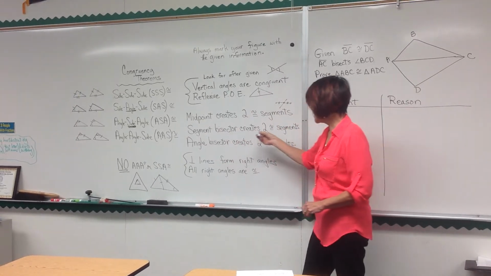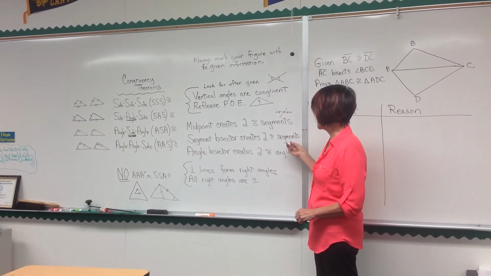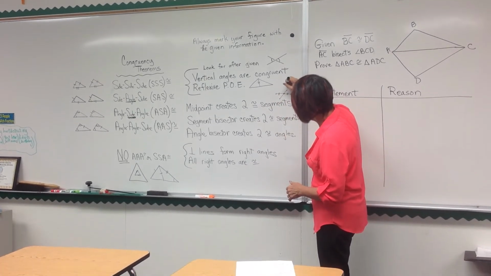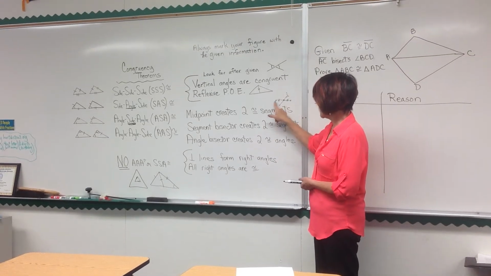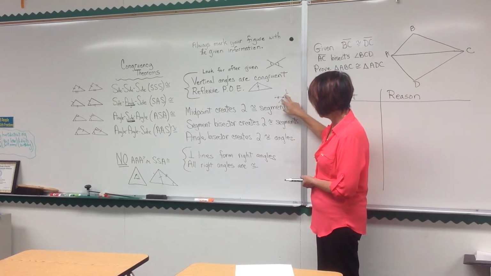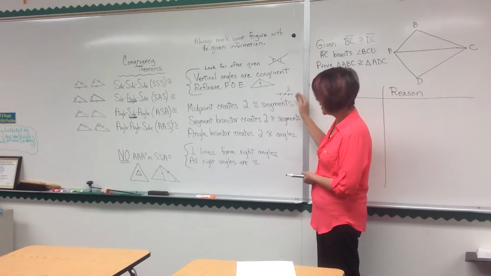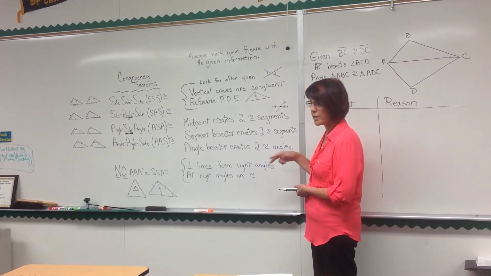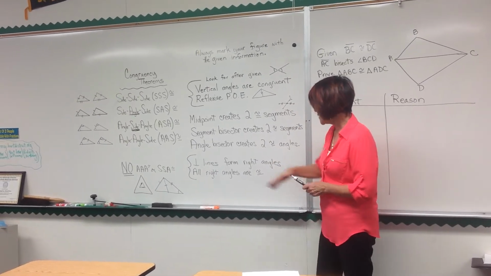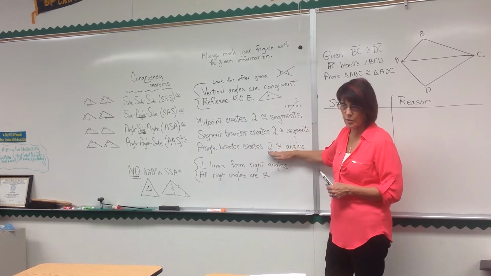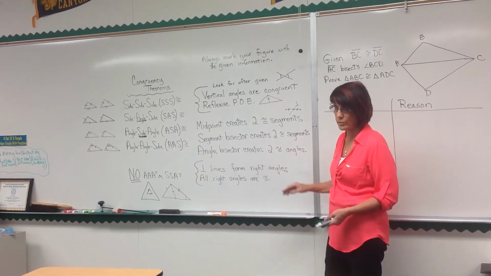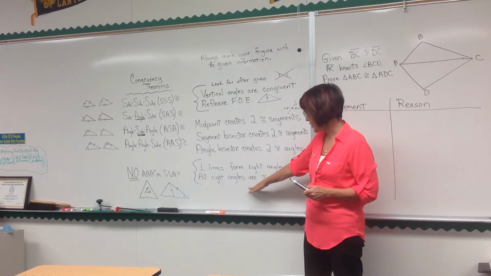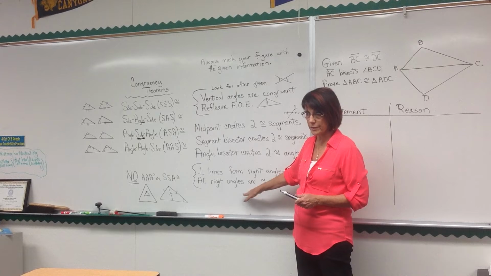A segment bisector creates two congruent segments. This is an example of that. This line, let's call this line L. It's a segment bisector, but it is not being bisected. So it's cutting this segment into two equal parts, and you'll see that in our proof. And in an angle bisector, the same thing. The angle bisector will create two congruent angles, right? We can hold this until we get to a perpendicular one, and then we'll talk about that.